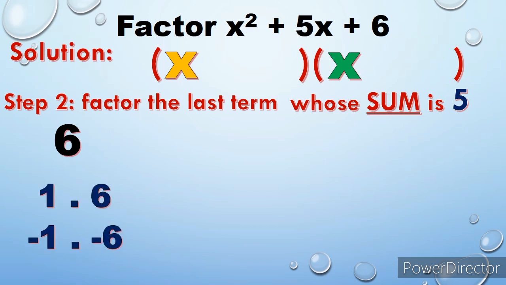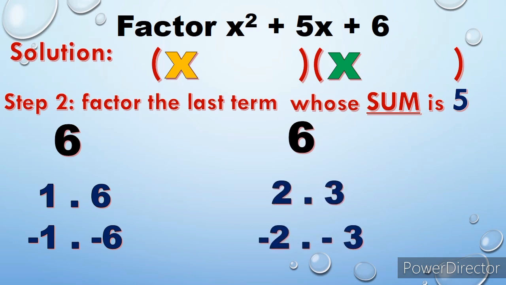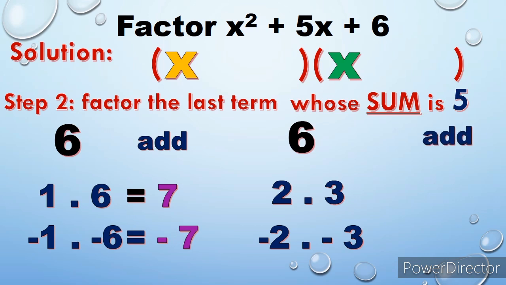Factor 6: 1 times 6 equals positive 6. Negative 1 times negative 6 is positive 6. Another factor ng 6 is 2 times 3 equals 6. Negative 2 times negative 3 equals positive 6. And the next step is add natin yung factor na nakuha. So, 1 plus 6 equals 7. Negative 1 plus negative 6 is negative 7. Dito naman sa kabila, 2 plus 3 equals positive 5. Then negative 2 plus negative 3 is negative 5.